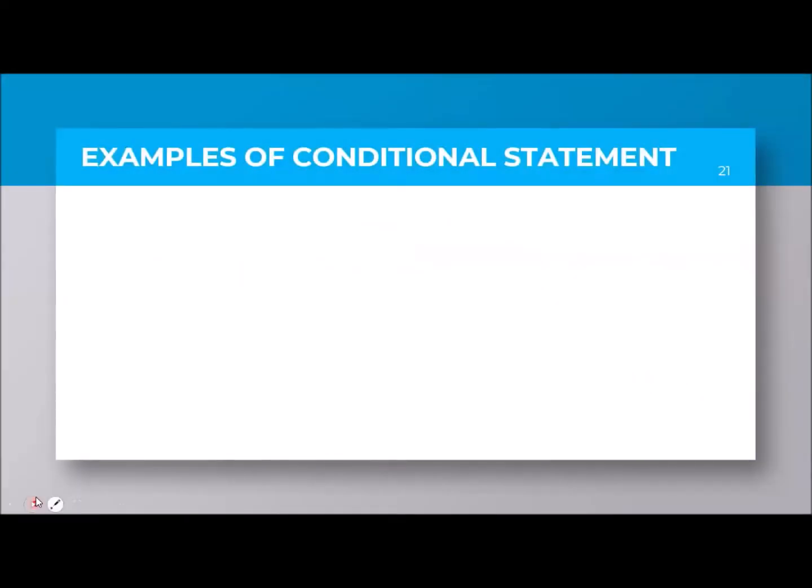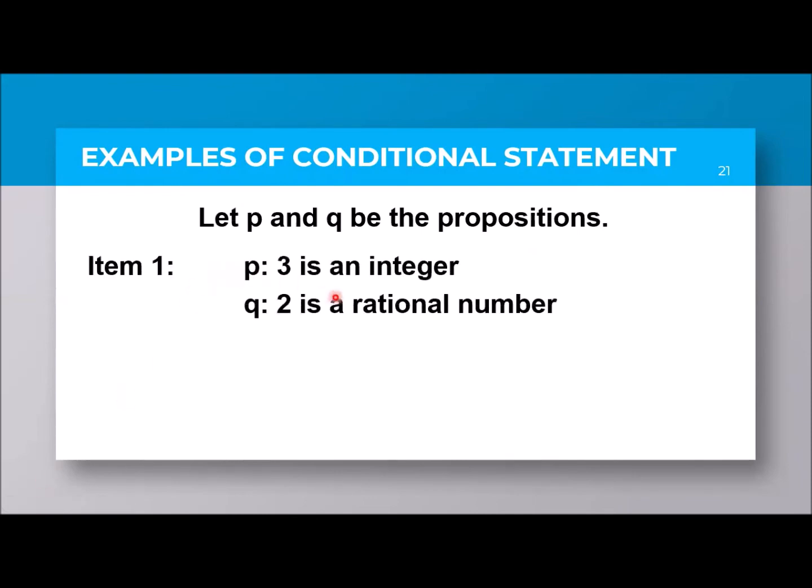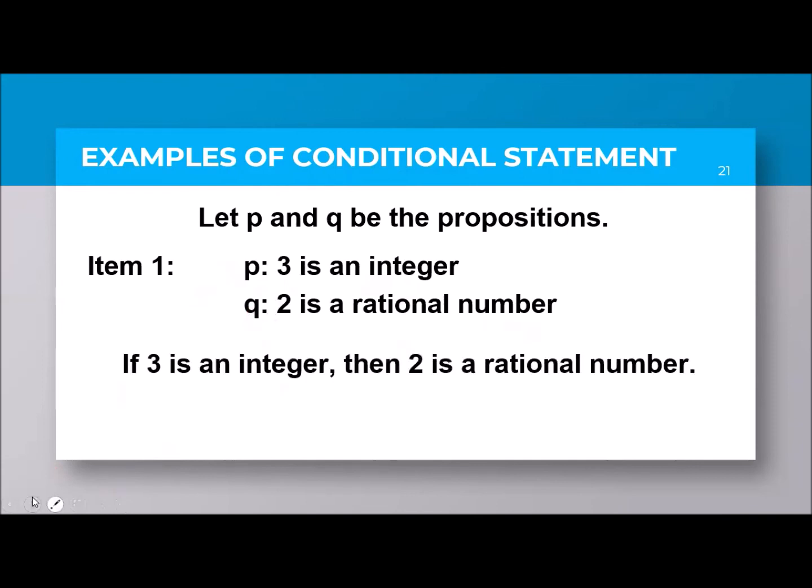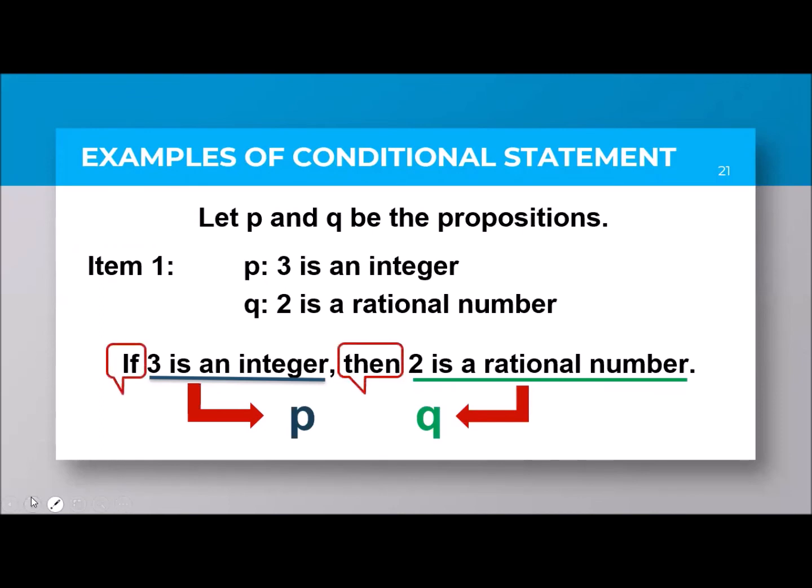Let's now focus again on translating or having it in symbols. Let P and Q be the propositions. P, 3 is an integer. Q, 2 is a rational number. If 3 is an integer, then 2 is a rational number. 3 is an integer symbolized as P. 2 is a rational number is symbolized by Q. If then ang ating clue, so yan ay right arrow. And that is the correct symbol for the conditional statement.